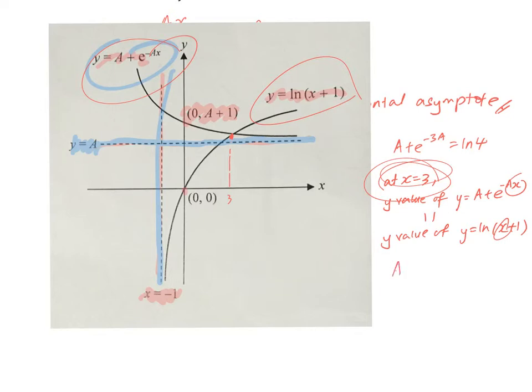You see that on the left hand side you have a plus e to the power -3a. On the right hand side, ln of x plus 1 has x replaced with 3, so ln of 3 plus 1. And there you go: we have a plus e to the power -3a equals ln 4.